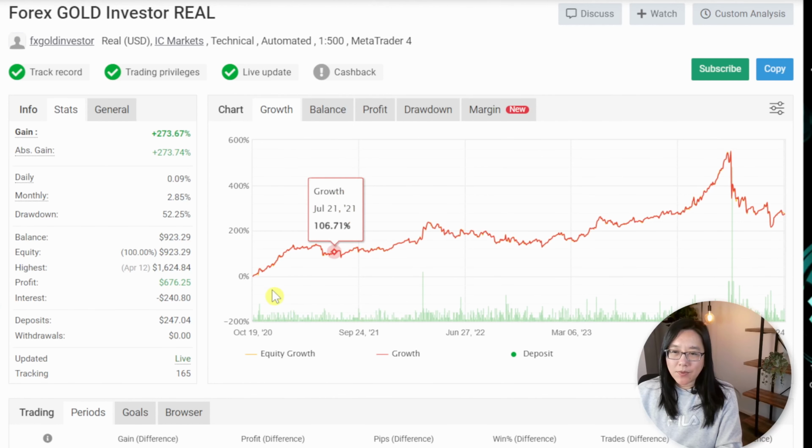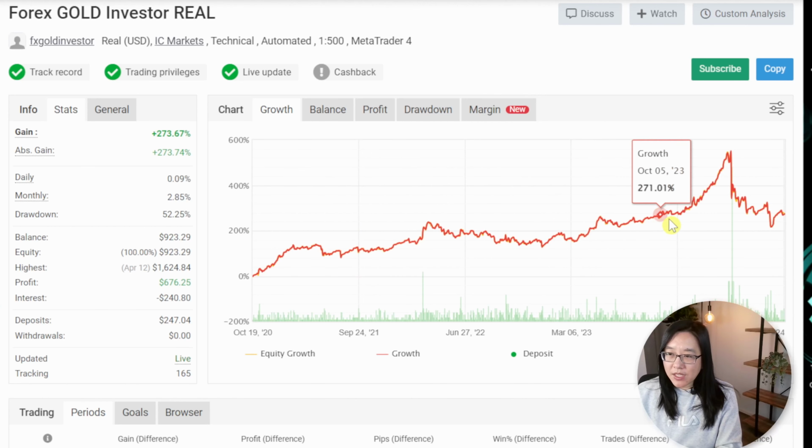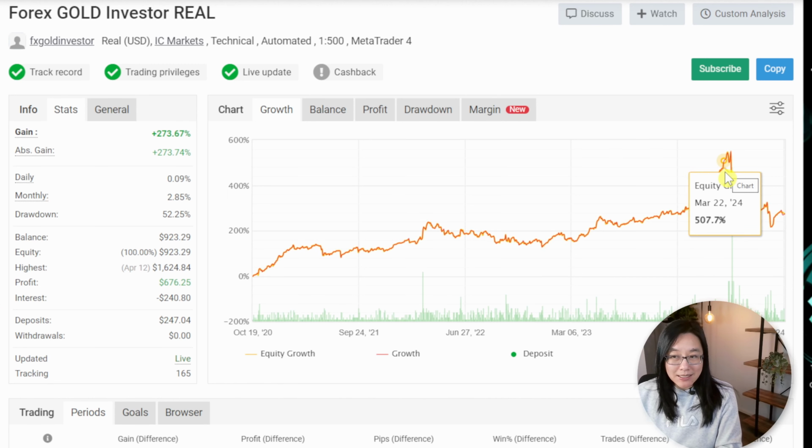See this robot right here. It has been performing consistently well over the past couple of years, and I started demoing it at about this point here, and I saw a huge increase in my own equity curve. And guess where I started putting it on a live account? Right at the top here. And afterwards we saw a huge loss.